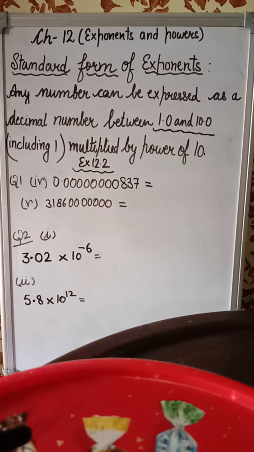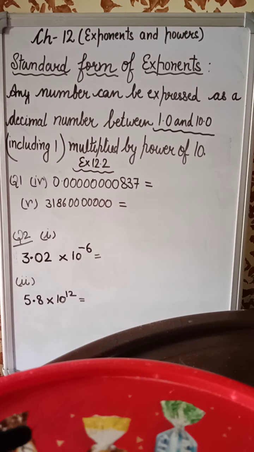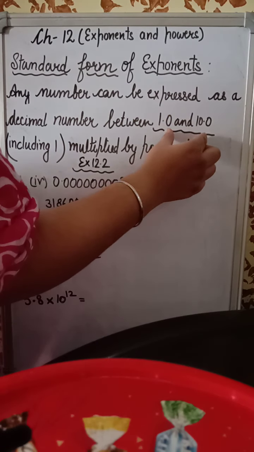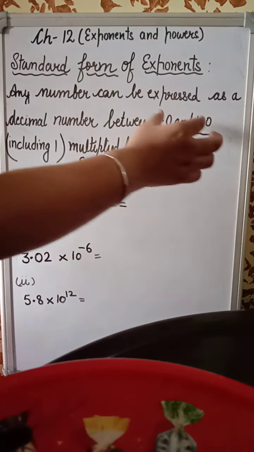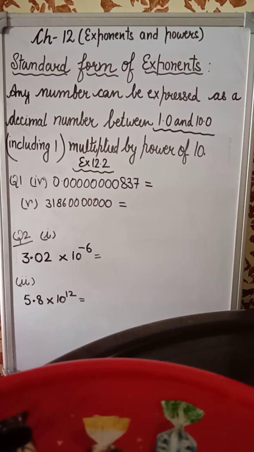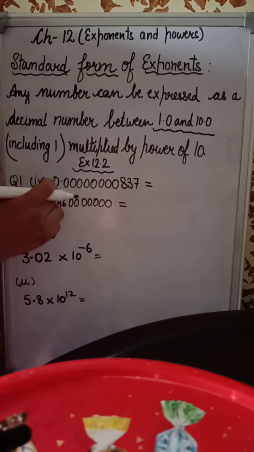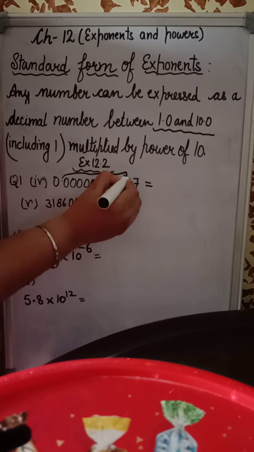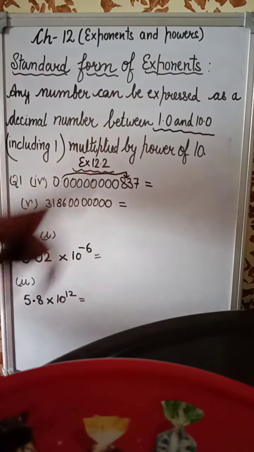I am taking an example like Exercise 12.2, first question. We have to express this number in the standard form. Now how will we express it? We'll go to the definition again. We have to express the number between 1.0 and 10.0, including 1, right? So if we want to express it between 1.0 and 10.0, we have to shift this decimal here. Then it will become 8.37, which is between 1 and 10, right?